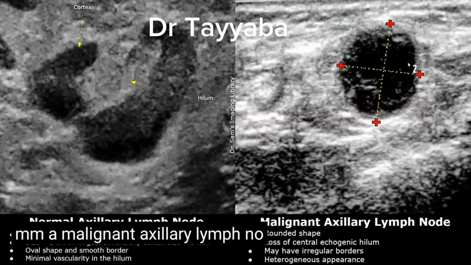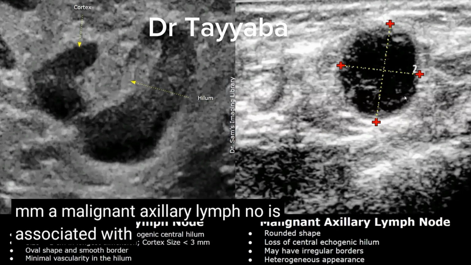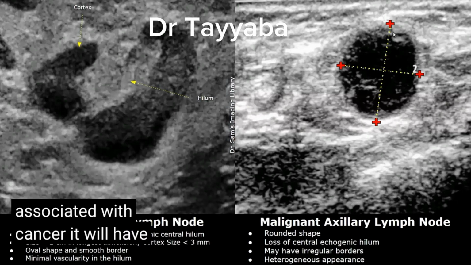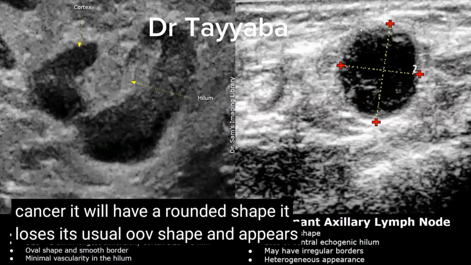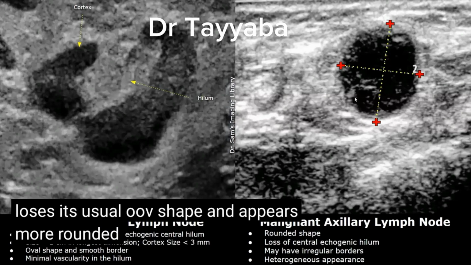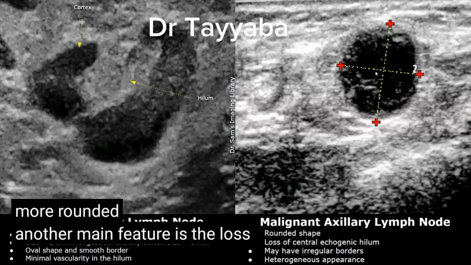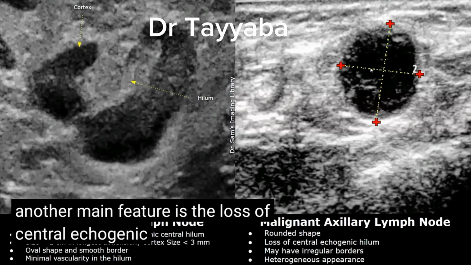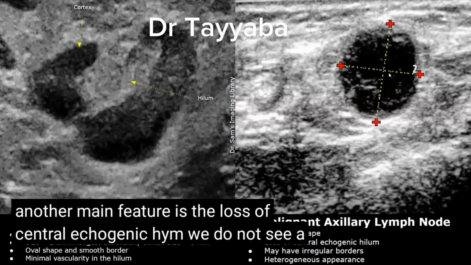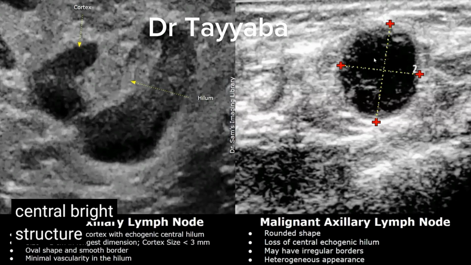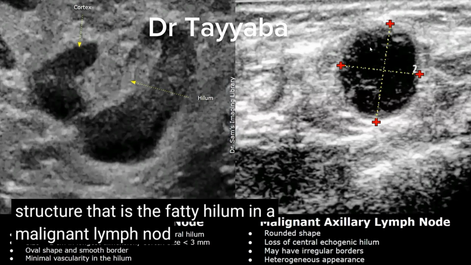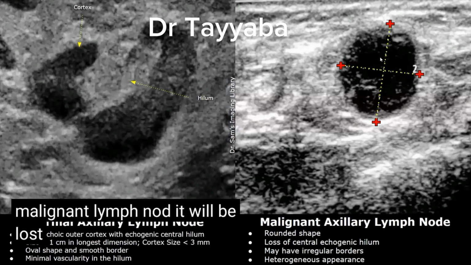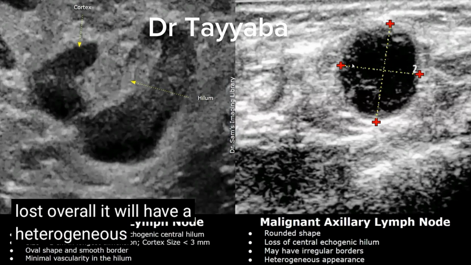A malignant axillary lymph node is associated with cancer. It will have a rounded shape. It loses its usual oval shape and appears more rounded. Another main feature is the loss of central echogenic hilum. We do not see a central bright structure, that is the fatty hilum. In a malignant lymph node, it will be lost overall.